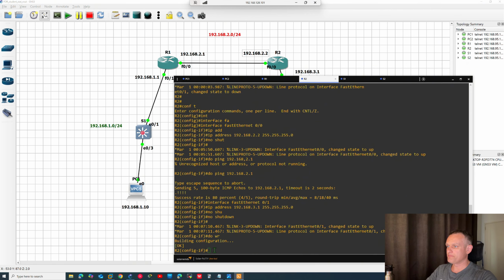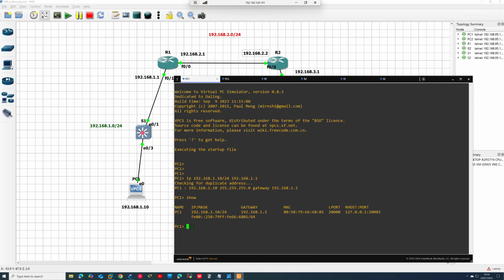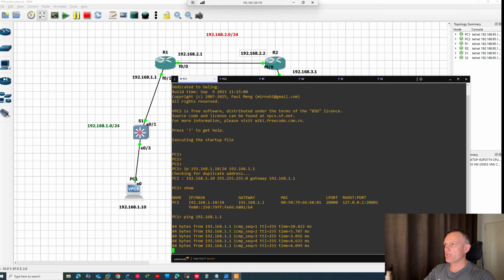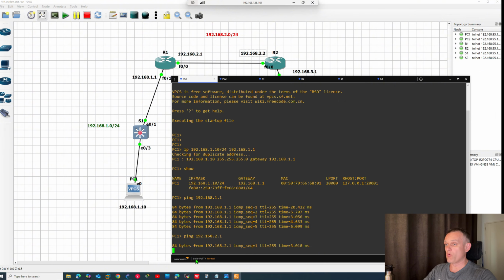From PC1, ping. No, I haven't done any ping from this one. Ping. It's my default gateway. I can ping, successful. Next step is to ping 192.168.2.1. Let's do it. 2.1, enter. I can ping. It's successful. I'll explain why it's successful.